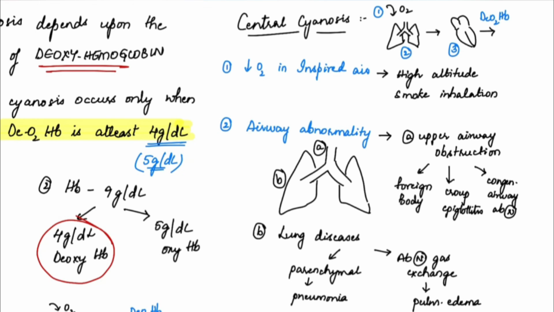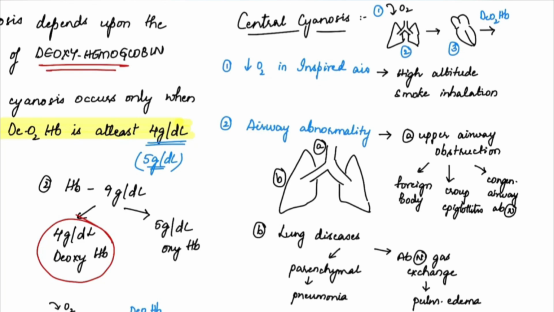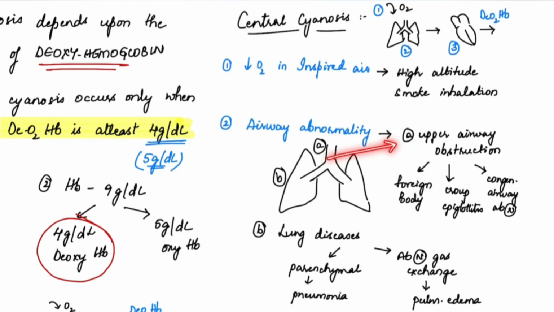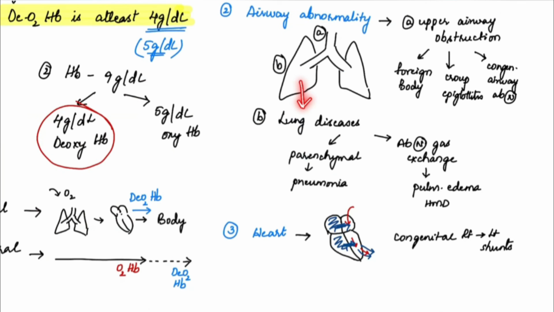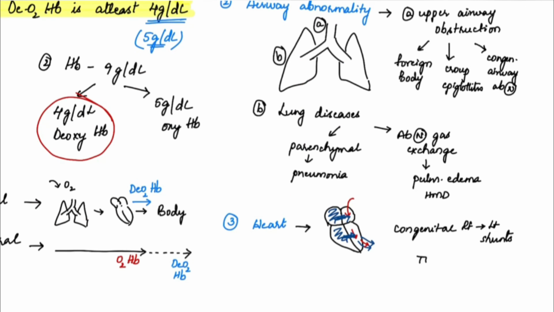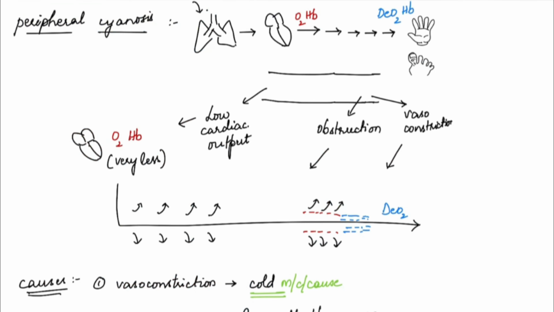So there are three causes. First is decreased oxygen in the inspired air. Second is airway abnormalities, which may be because of upper airway obstructions, especially in children, because of which there is no proper oxygen delivery, and lung diseases, which may include pneumonia and also abnormal gas exchange because of pulmonary edema or hyaline membrane disease. Third is heart, where there are right to left shunts like tetralogy of Fallot, transposition of great arteries, total anomalous pulmonary venous return.